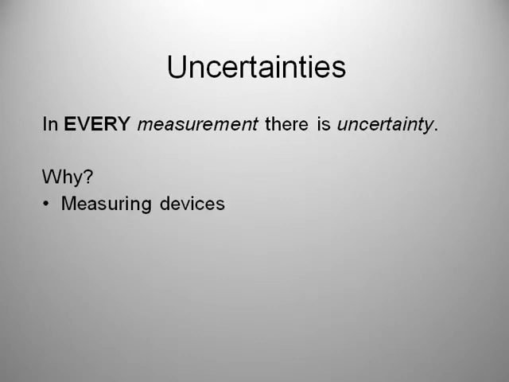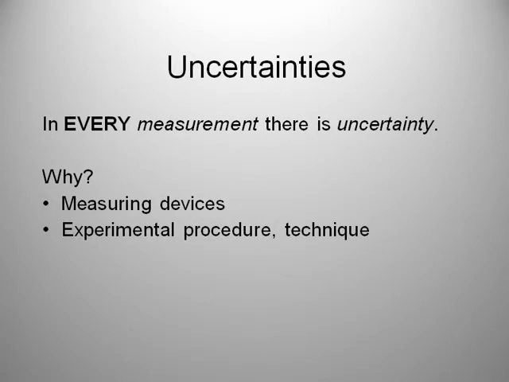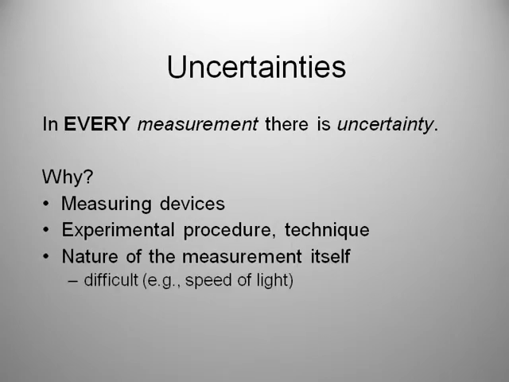Why is that? Well, it could be the measuring device you're using. It's not very good. Could be the way you're measuring with it. Maybe you're doing something wrong or sloppy. Or the nature of the measurement itself. For example, the speed of light is really difficult to measure. So if you try and measure it by however means, you're going to get some uncertainty in your result.